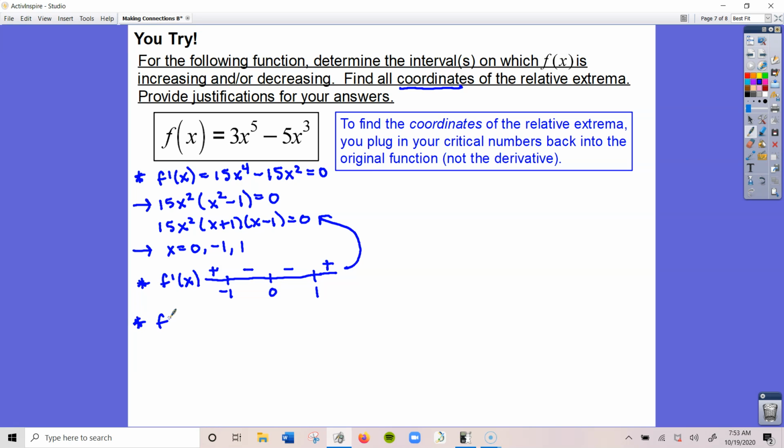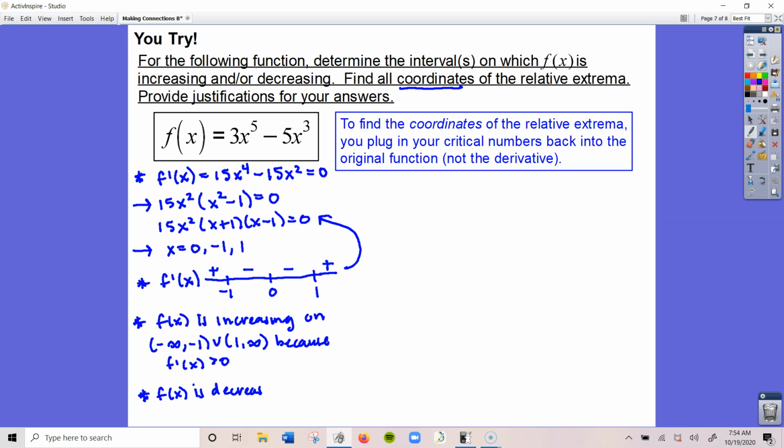So first, f of x is increasing on the interval negative infinity to negative 1, union 1 to infinity, because f prime of x is greater than 0. Now, f of x is decreasing on the interval negative 1 to 0, union 0 to 1, because f prime of x is less than 0.